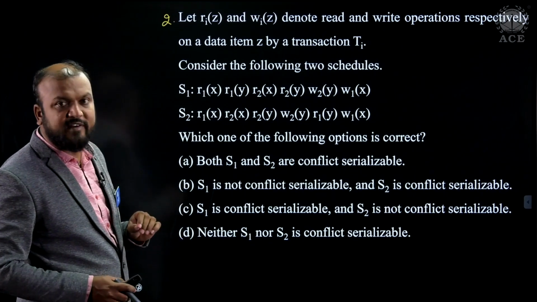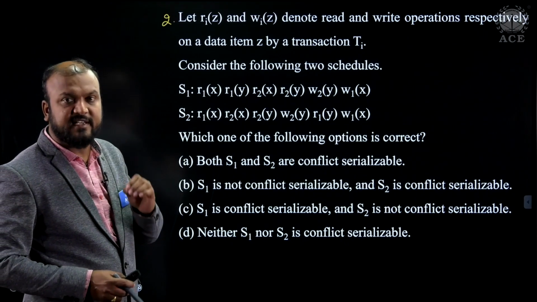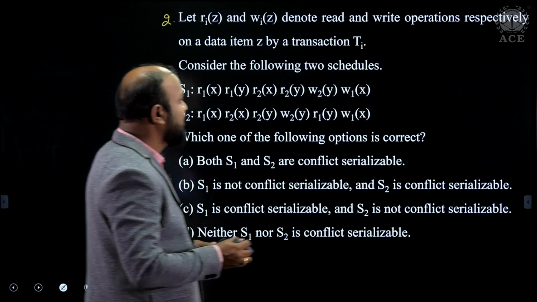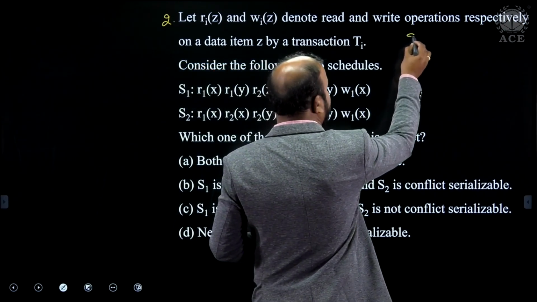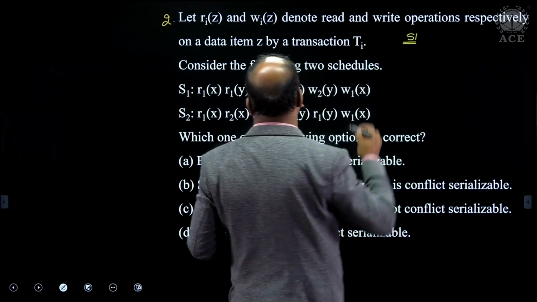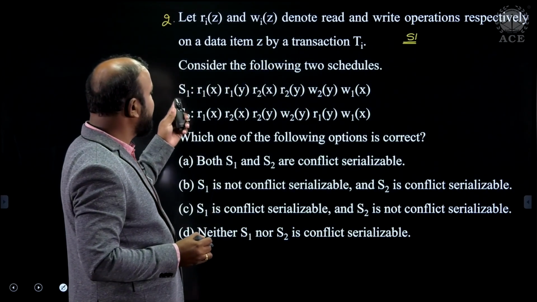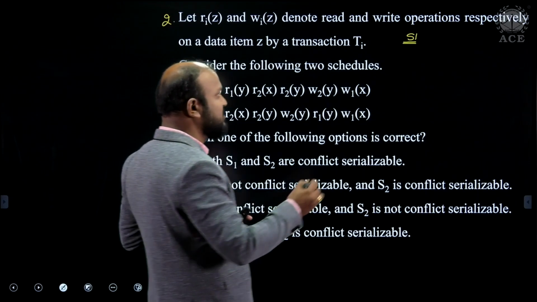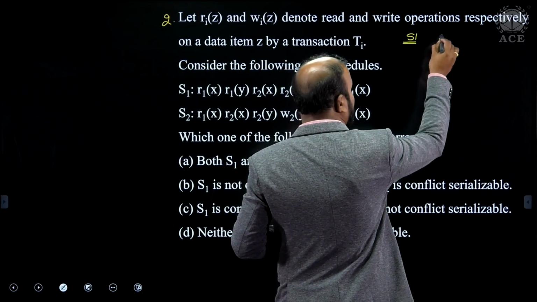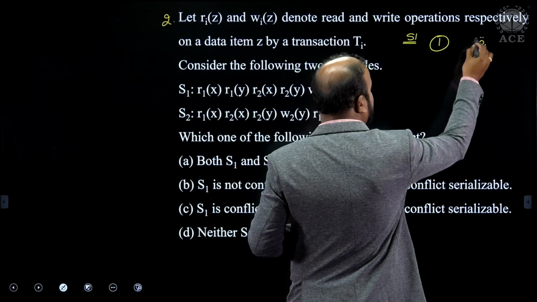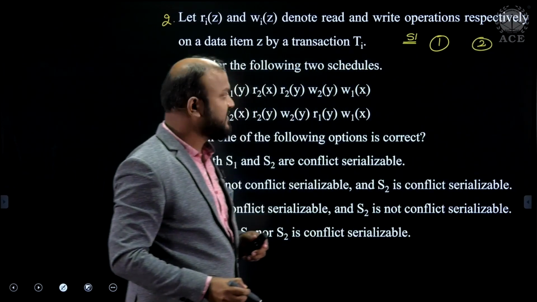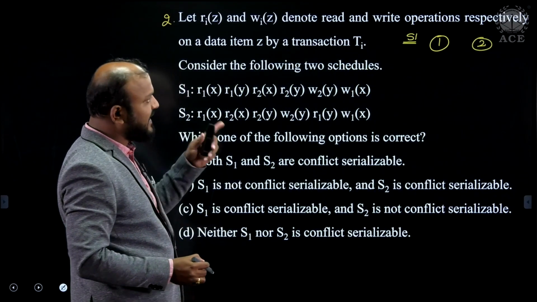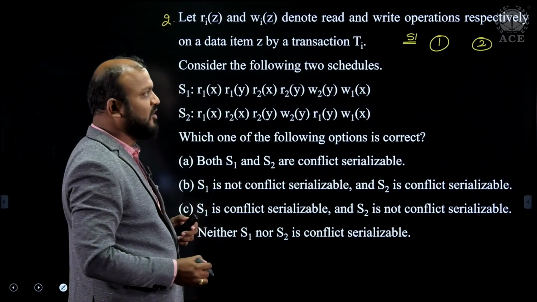How do we find the conflict serializability? By constructing a precedence graph. Now, we construct a precedence graph for schedule 1. The schedule is involving two transactions, T1 and T2. So, we have to draw two vertices, one for each transaction. And we need to draw edges for the conflicting operations.